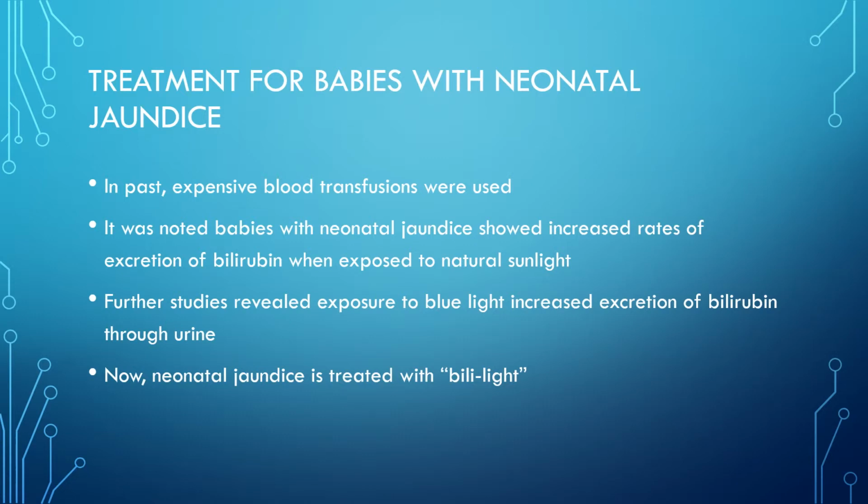So if so many babies suffer from jaundice, how is it treated? Well, in the past, doctors had to treat patients by removing the bilirubin from the blood and transfusing new blood in exchange. It was time-consuming, expensive, and complicated. The discovery that natural sunlight can decrease jaundice spurred an interest in how the process occurs. Further studies revealed that exposure to blue light actually increases the excretion of bilirubin through the urine. Ultimately, this resulted in finding out that blue light increases excretion of bilirubin, and phototherapy was developed.